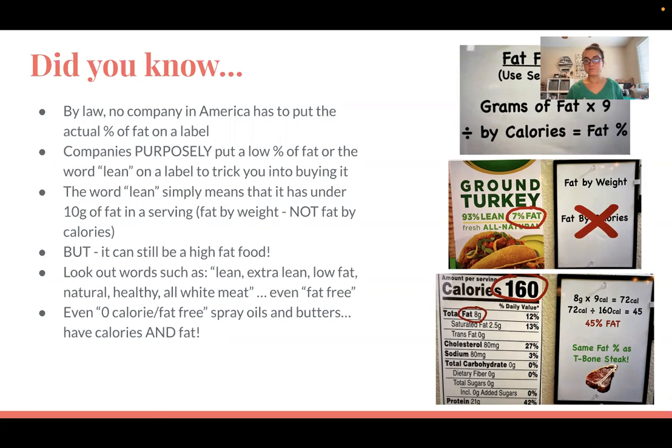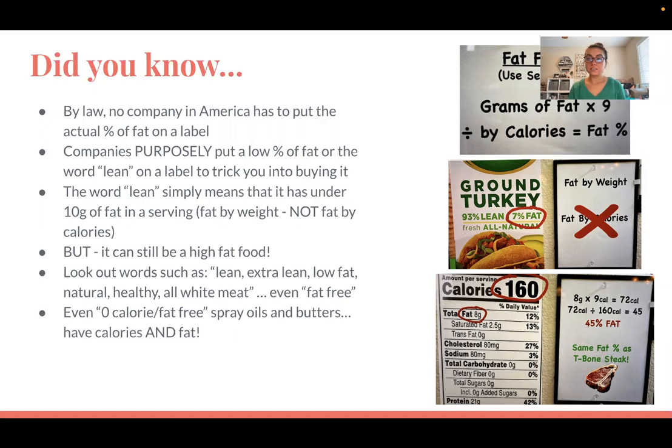Those words are not regulated by any law, so they're allowed to use them on any sort of packaging to kind of trick us into buying their products. So when you see words like the word lean, it simply means that it has under 10 grams of fat in a serving. That is kind of a serving by weight, so the weight of the product, not fat by calories. So people are concerned with fat by calories because we're consuming those calories. We're not kind of taking in the weight of the food, right? So that's kind of how companies trick our minds into thinking that it's a lower fat food, but it can still very well be a very high fat food.